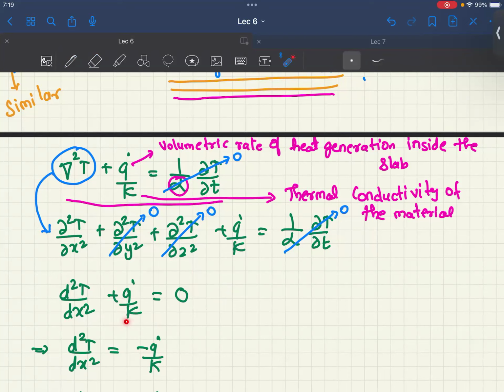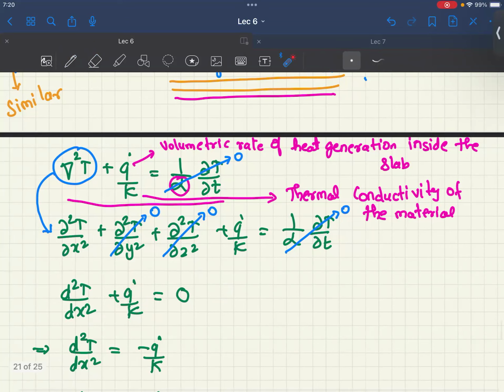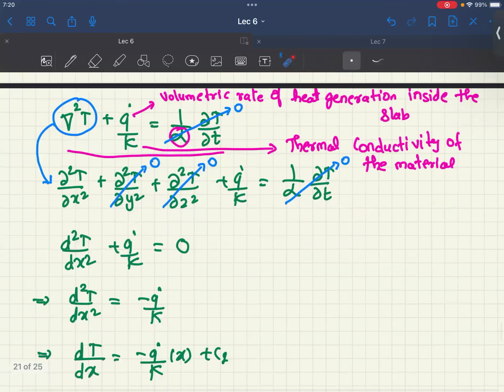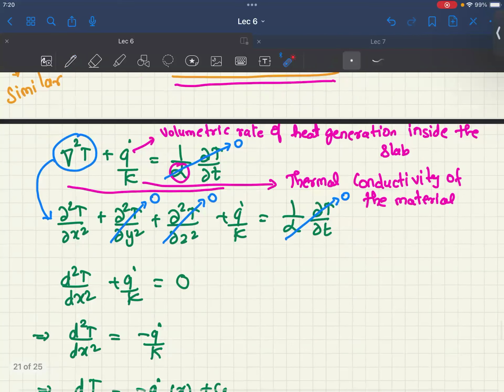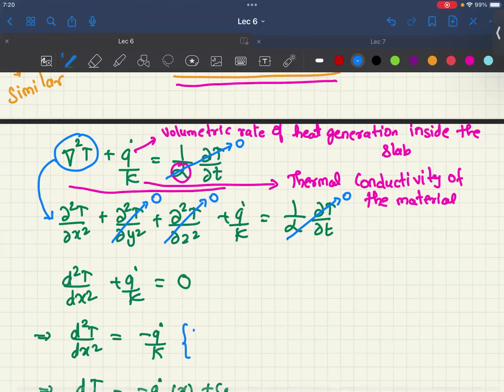In the previous case, when there was no volumetric rate of heat generation, we had this term also equal to zero. But since the volumetric rate of heat generation is now not zero, we can include that in this expression, and after rearranging, we end up with this expression. What does this mean? This means that the second derivative.